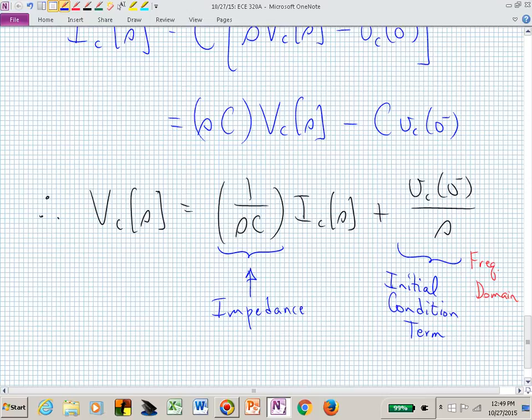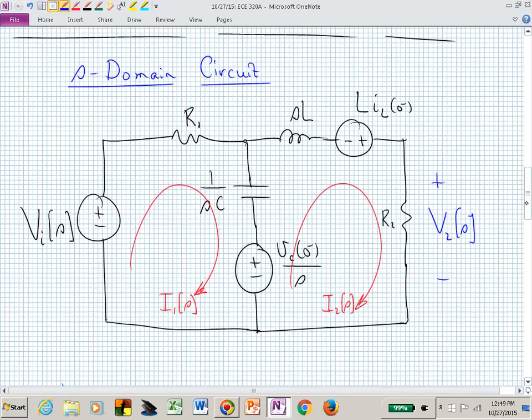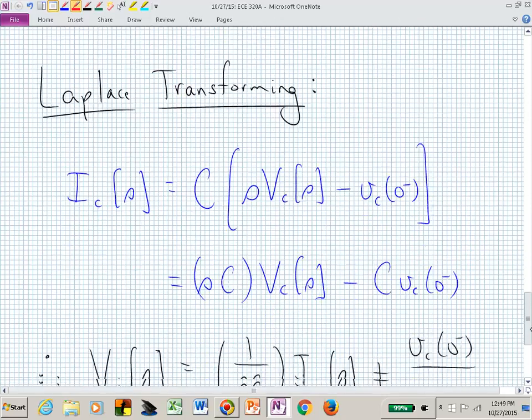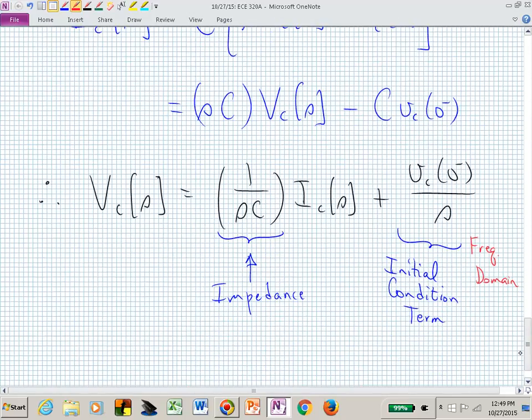Now, if we needed to find the voltage of our capacitor in this circuit, it would actually be this entire voltage. It would incorporate the initial condition piece and that voltage due to the impedance. That's where that center branch came from. We replaced the capacitor in the time domain with its impedance in the S domain and a term due to its initial condition.